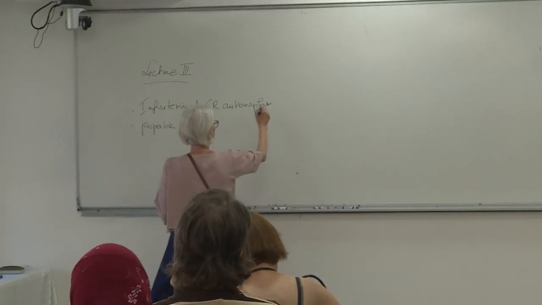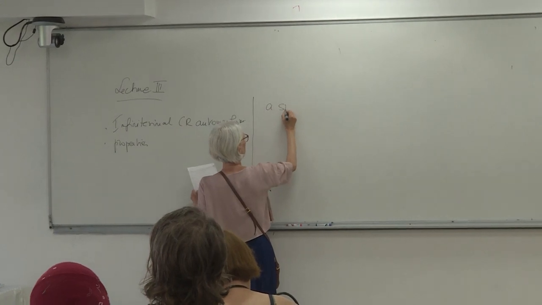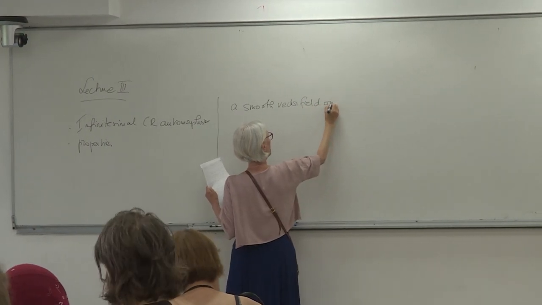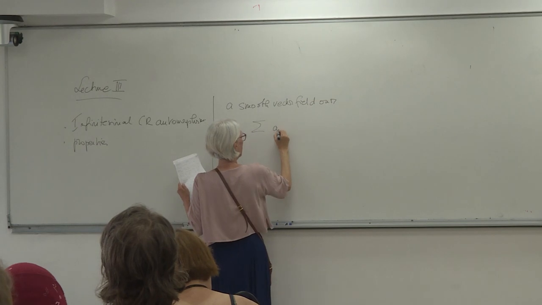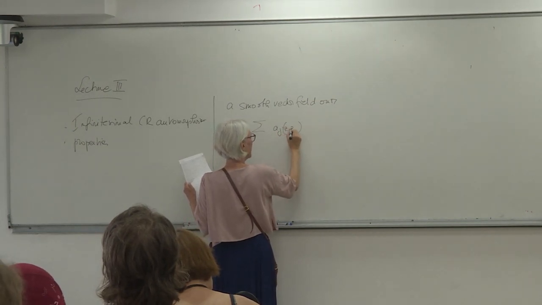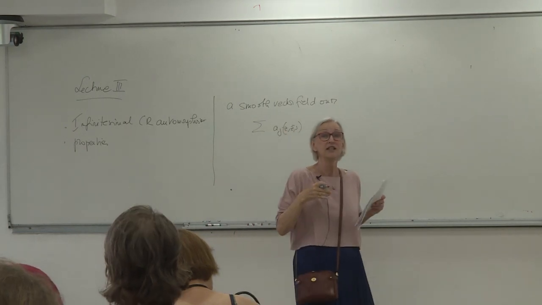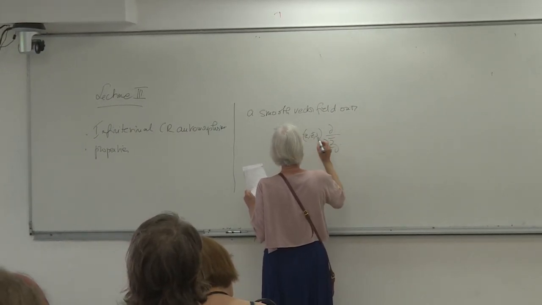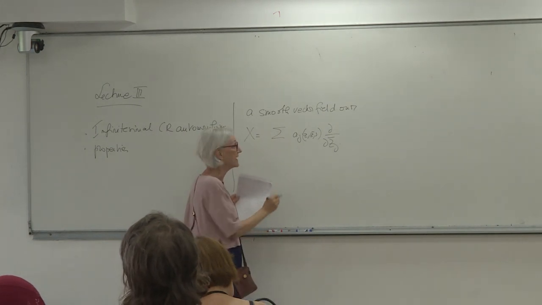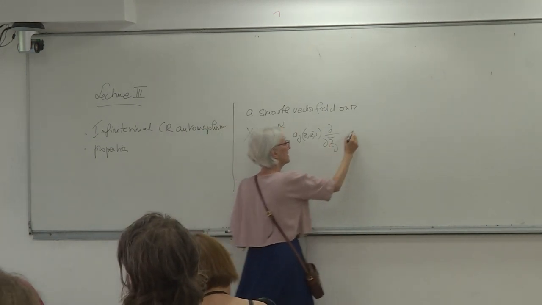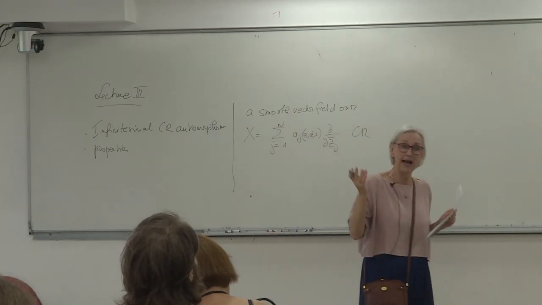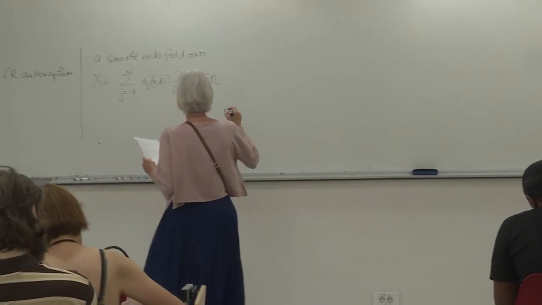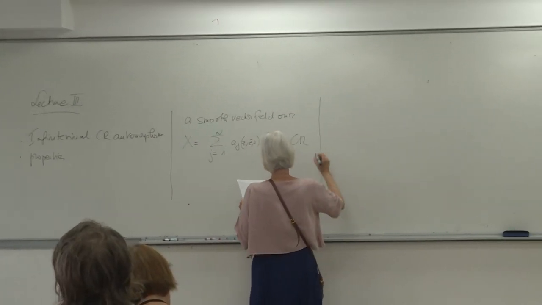So, just to remind you, you know now what a smooth vector field on M is. That means a summation of a_j, smooth coefficients in z, z bar, times the derivatives with respect to z_j and z_j bar, as in the parametrization. This is a CR smooth vector field. That means that if you apply it to the defining function, it becomes zero, right? So the precise definition.